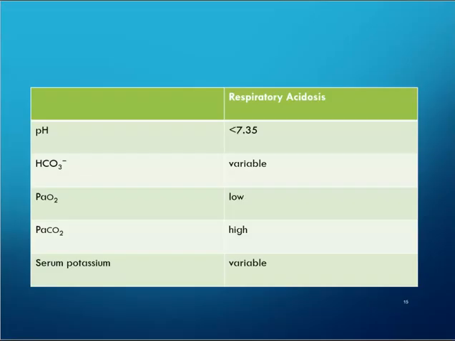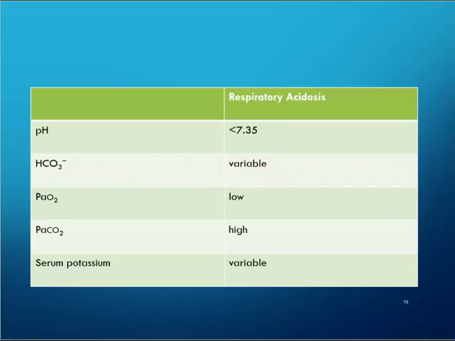What are we going to see with our labs with respiratory acidosis? We're looking at our ABGs. What are we going to see? So acidosis, again, low pH, lower than 7.35. So we have a low pH. We also have a low PaO2 because we have no exchange of O2.